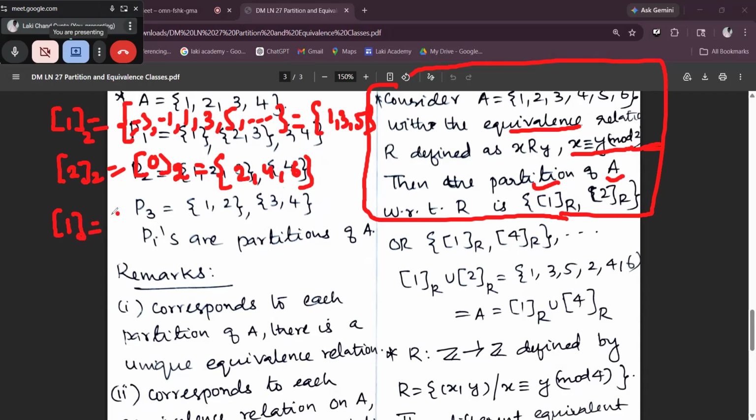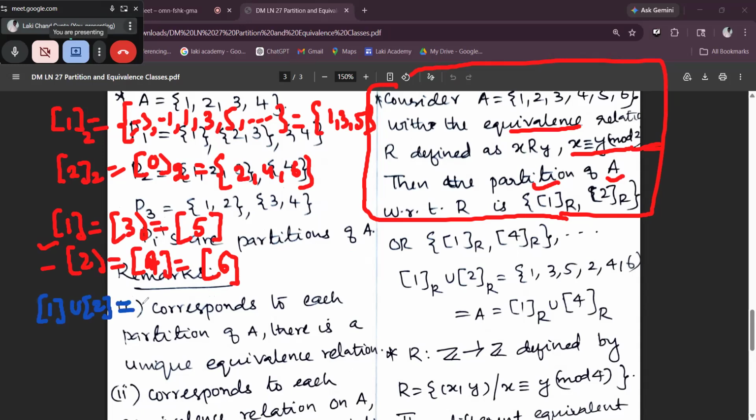So [1] equals [3] equals [5], and [2] equals [4] equals [6]. When you take the union of these two, you will get 1, 3, 5, 2, 4, 6. You are getting the same set. So this is what? A partition of the set. Understood?